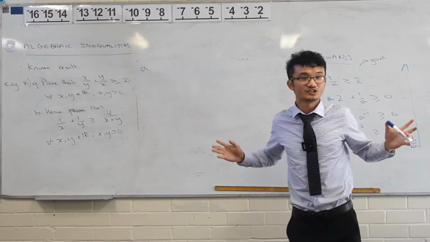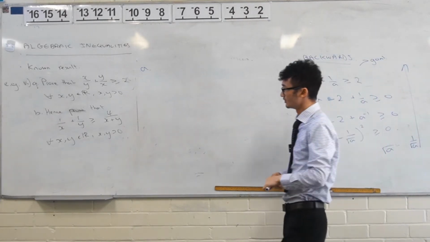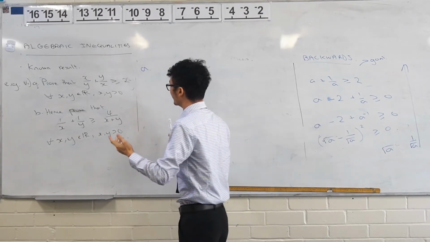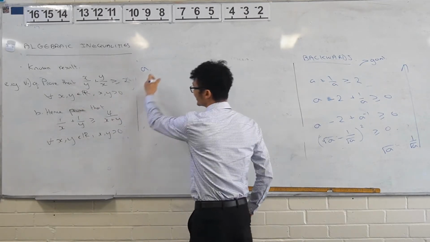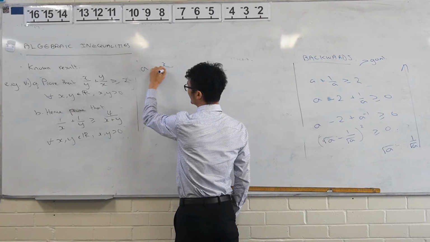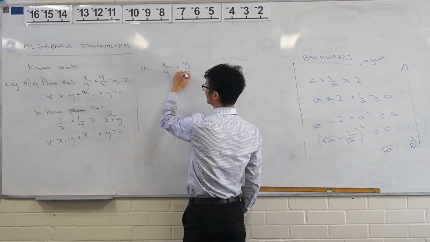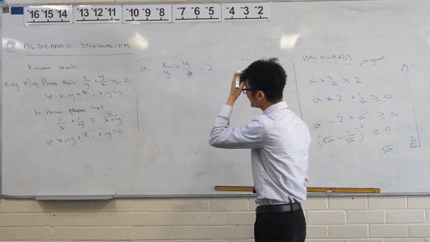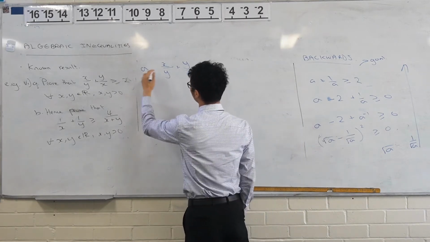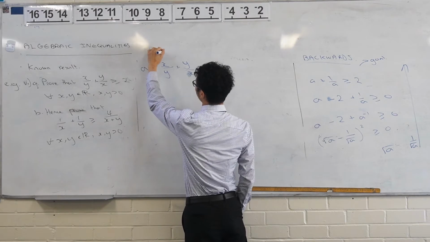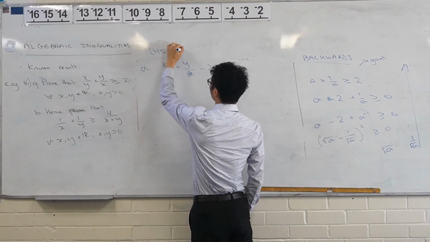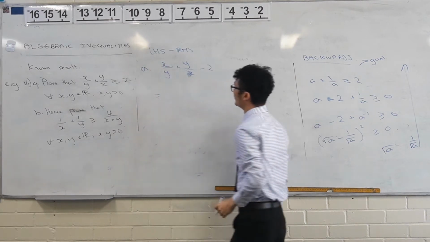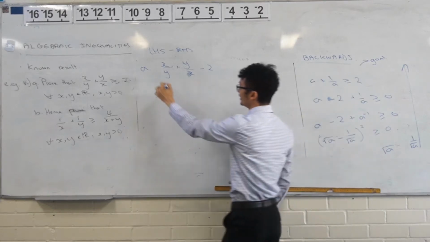Try LHS minus RHS, right? That's always something that you can do, okay? And then let's see what happens, right? So x on y plus y on x minus 2. So I should say LHS minus RHS here. Any thoughts about where we can go? Probably should have common denominators, I guess.